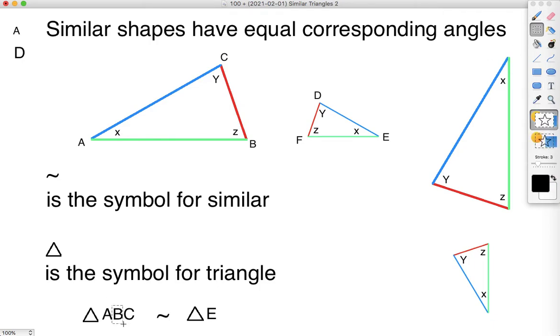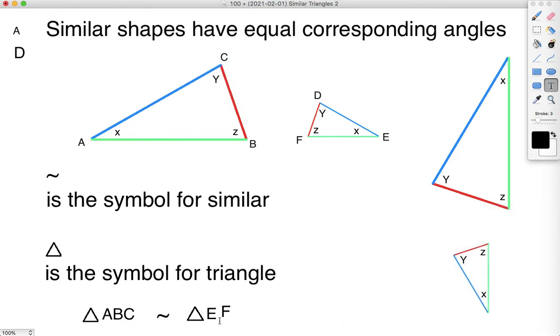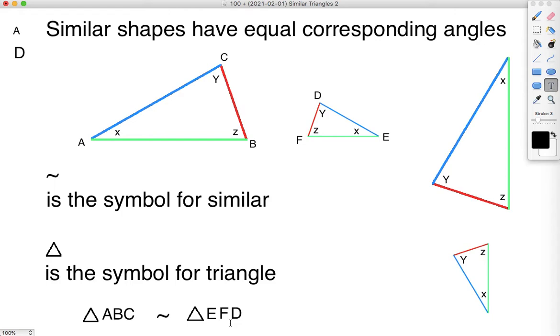Then which letter matches this middle letter, B? Well, on the big triangle, B is this one right here, and that matches this F. So that letter is F. And finally, C on the big triangle matches D on the little triangle. So I would say triangle ABC is similar to triangle EFD.